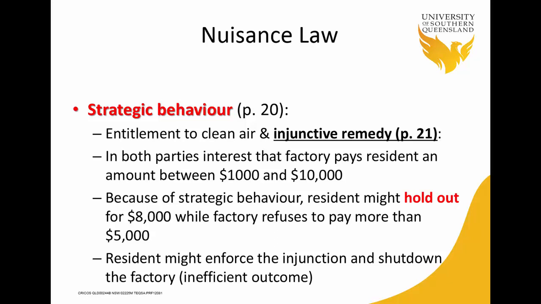But the resident is going to hold out because they think, oh no, I could bargain a better outcome. I don't want 2,000, I want 8,000. The factory might say, no, I'm not going to pay you anything more than 5,000. This is the kind of strategic behavior we're talking about. So they're going to hold out. So the resident might enforce the injunction and shut down the factory. They might still go to court and say, I don't want them to produce at 1 unit, shut them down, and I have the right to clean air. So they will say to the factory, go back to producing 0 units, and of course this is an inefficient outcome.